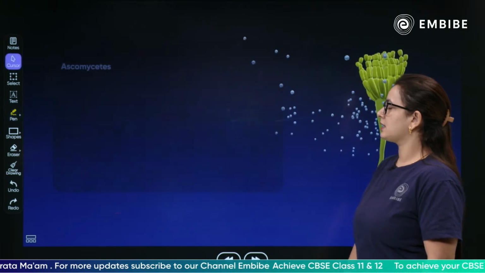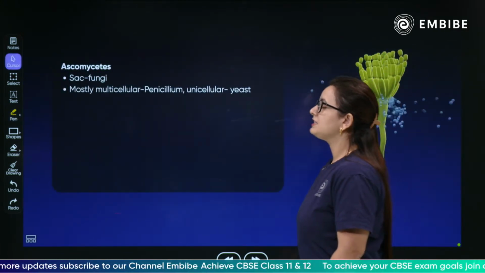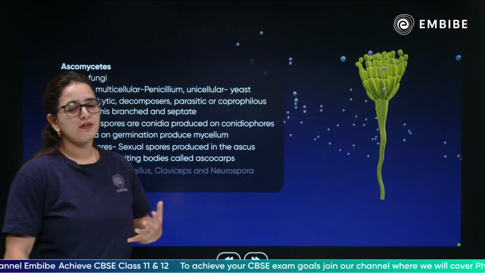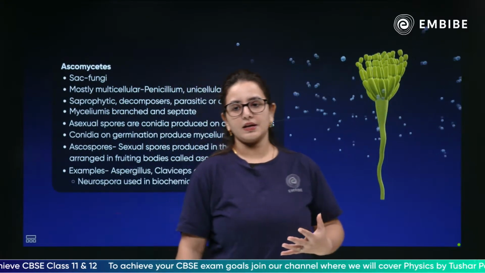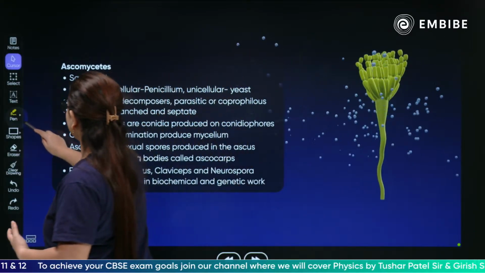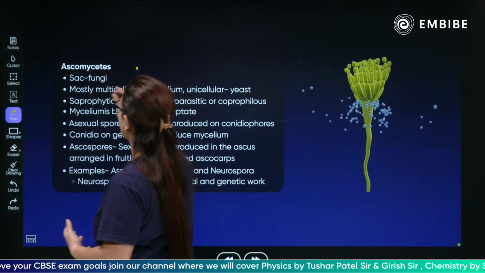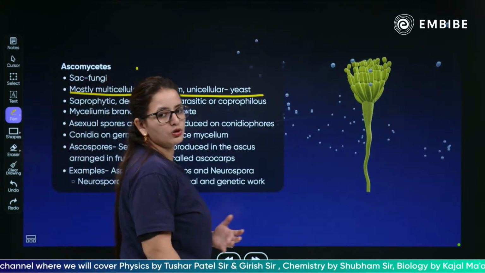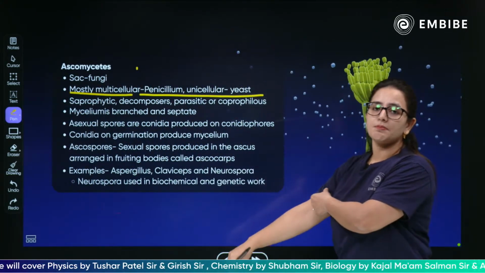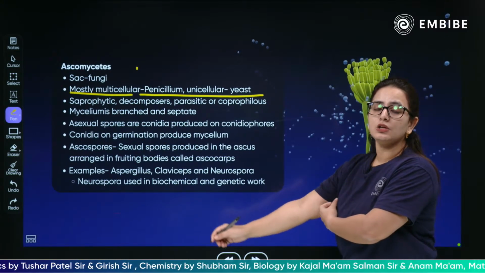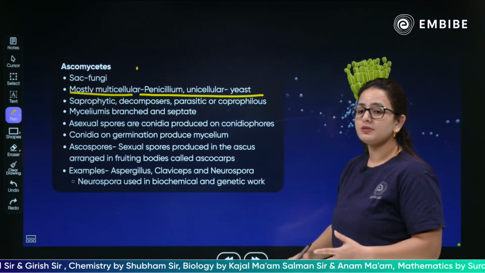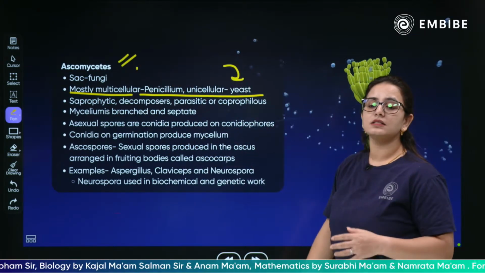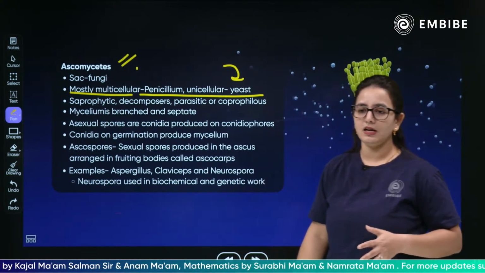Moving forward, after the phycomycetes, next we have the sac fungi, which is the ascomycetes. Children, the name itself is very clear: sac fungi. The sac fungi are mostly multicellular, like Penicillium, with unicellular yeast. I told you initially that fungi have a multicellular structure, but the only unicellular fungus is yeast, which comes in the class ascomycetes. Yeast is the only fungus which shows a unicellular structure.